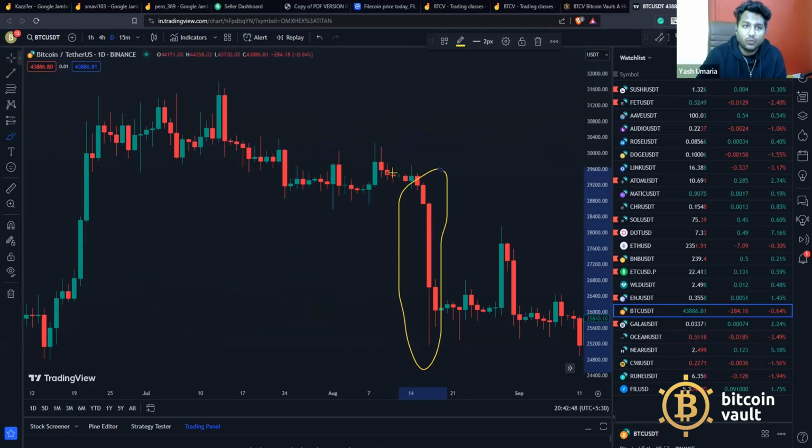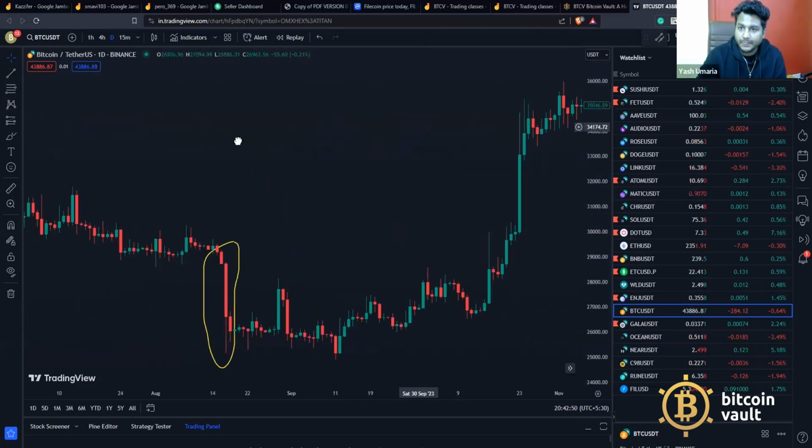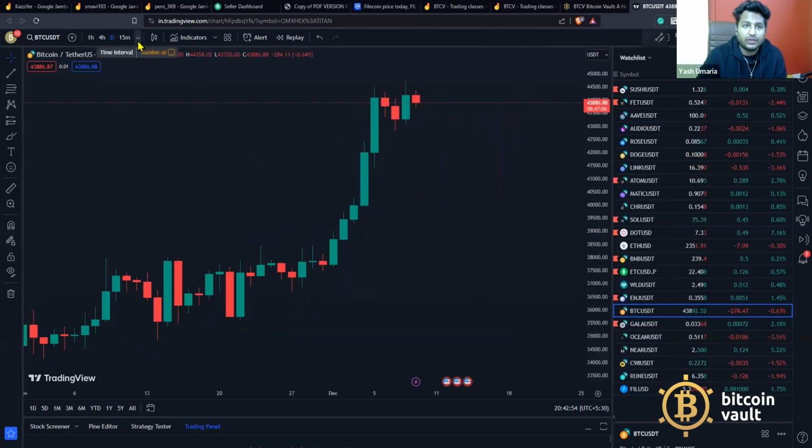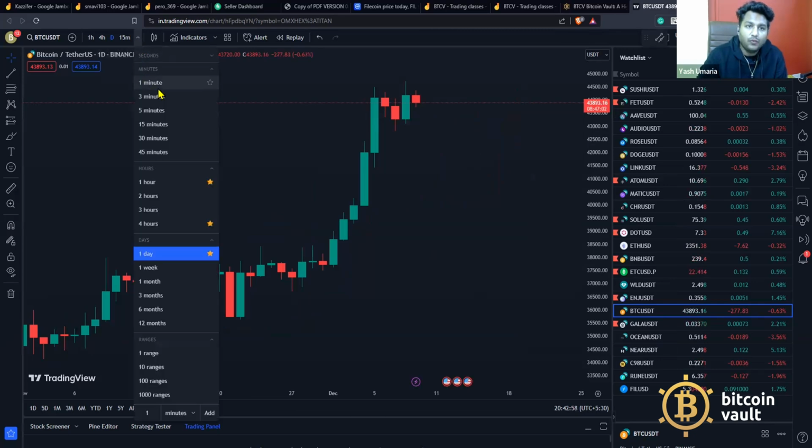Now, one more thing here. If I click on this small downward arrow, you see we have time intervals. This word is important: time interval. We have options from 1 minute to 12 months, right? Right now we are on a 1 day chart. This is what we call a chart. If I choose 1 day, that means I'm on a 1 day chart, right?